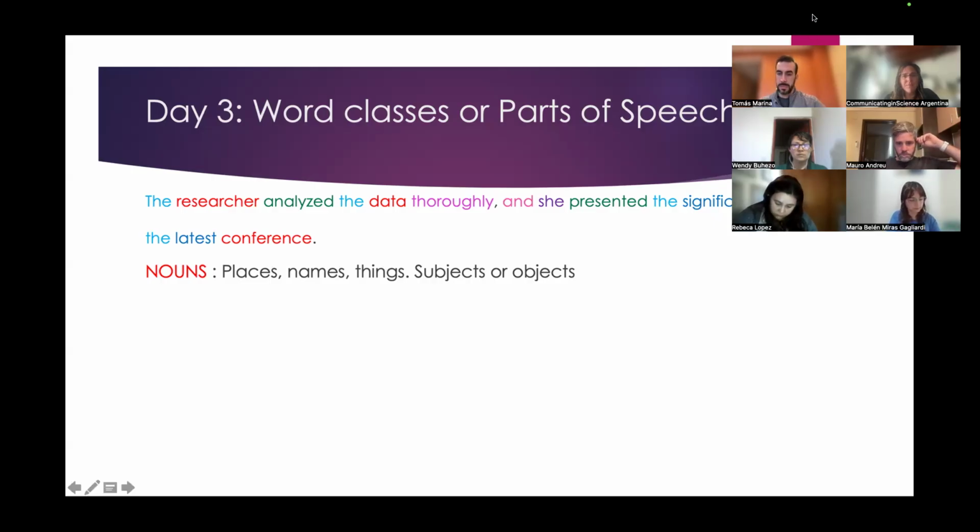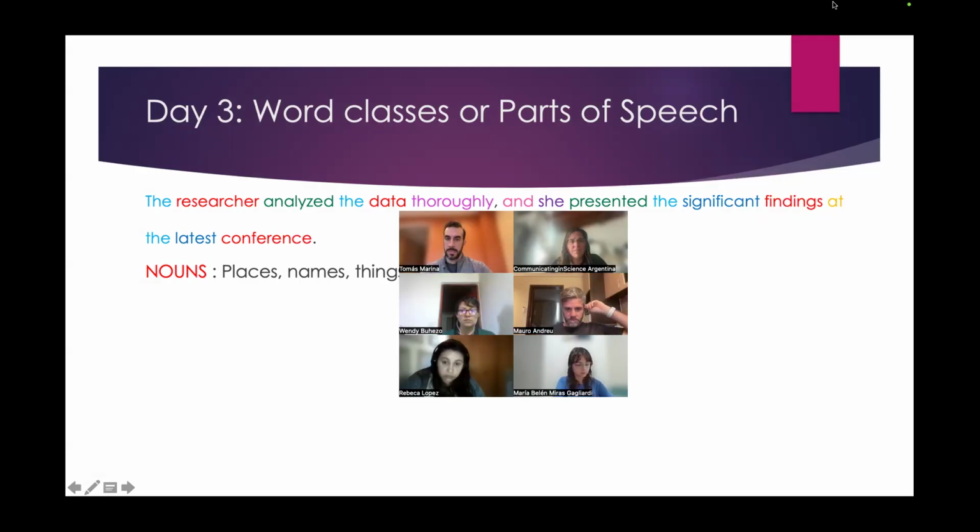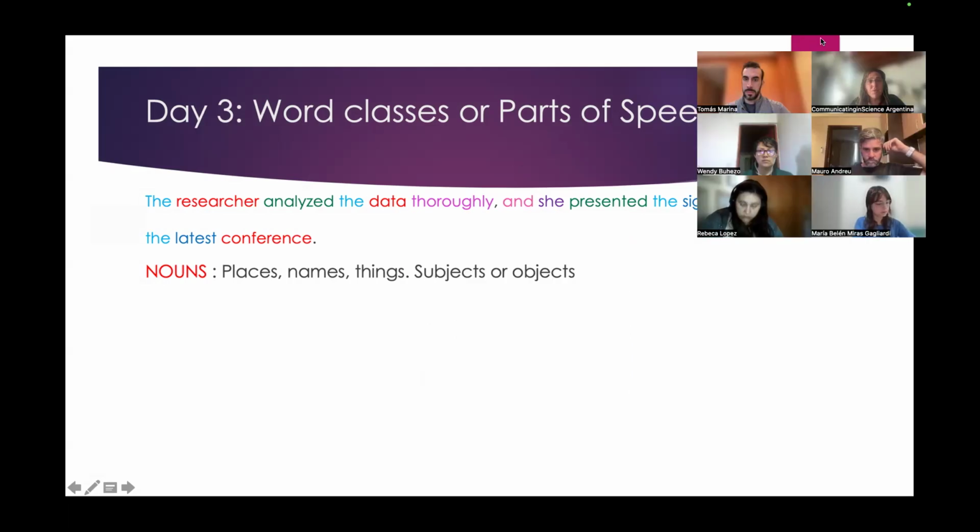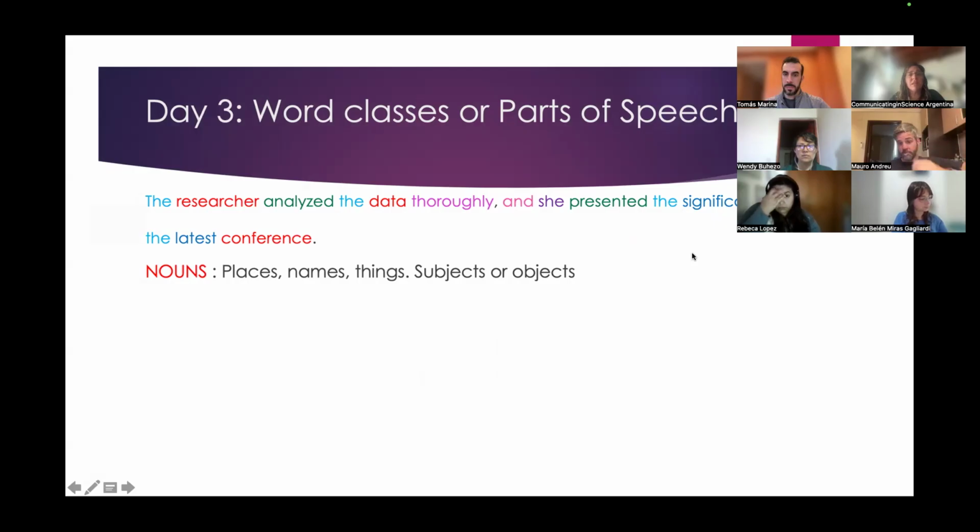In this case, our example is: The researchers analyzed the data thoroughly, and she presented the significant findings at the latest conference. So nouns, as you can see, are researchers, data, findings, and conference. All the things, objects, places, names, persons. Languages are nouns also. Countries are nouns.